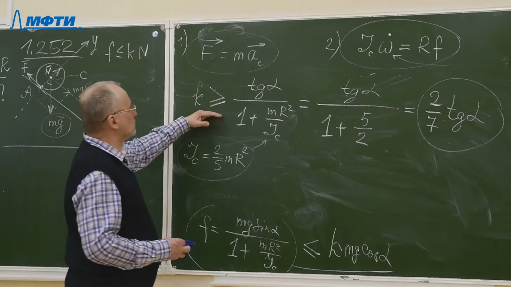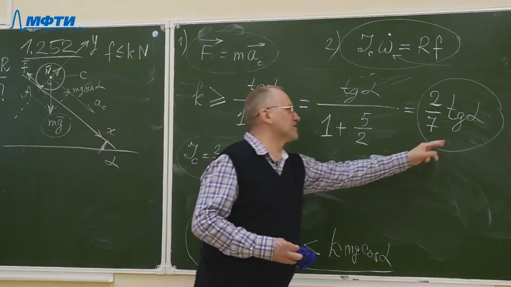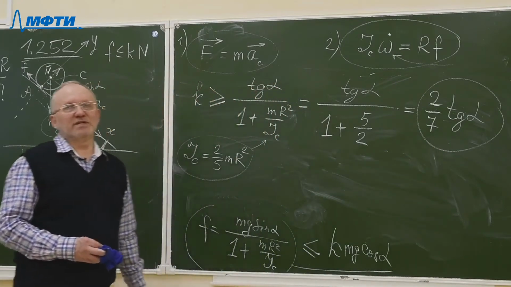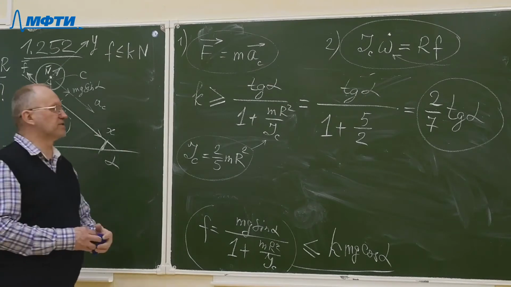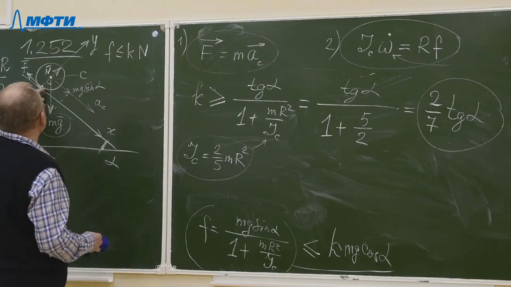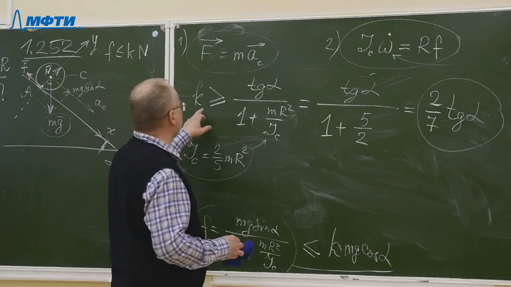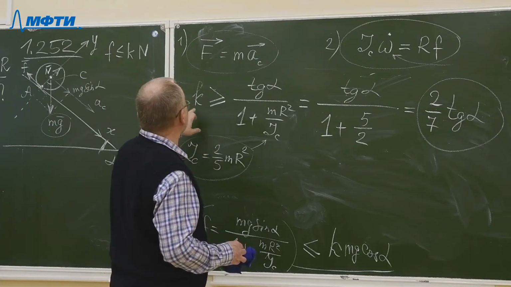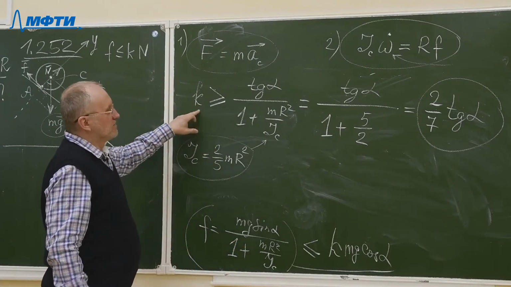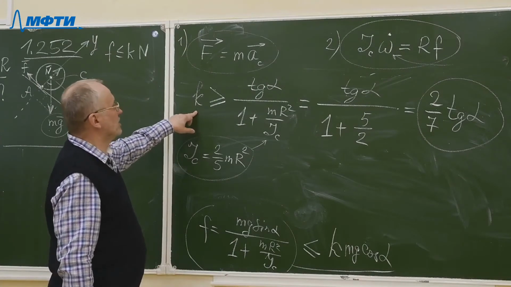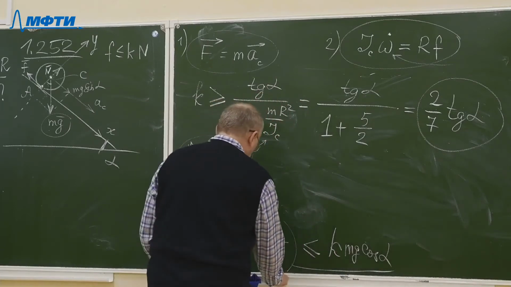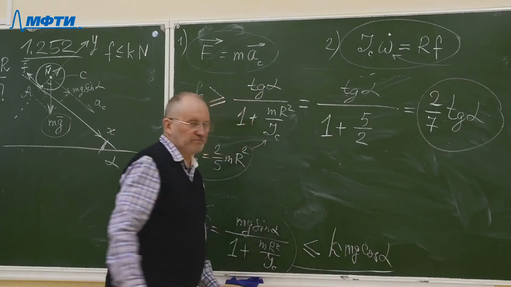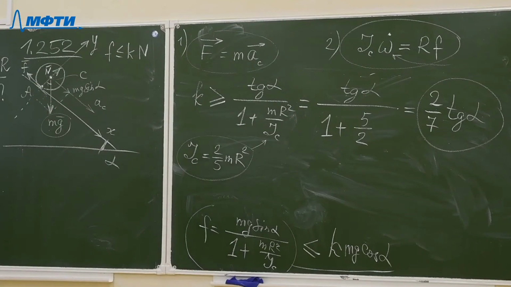So if the coefficient of friction is smaller than this quantity, then there will be slipping of the sphere on the inclined surface. In order to avoid slipping, you must take such a surface which has a coefficient of friction large enough, larger than this quantity, so that there will be no slipping. That's it. That's the solution to this problem.